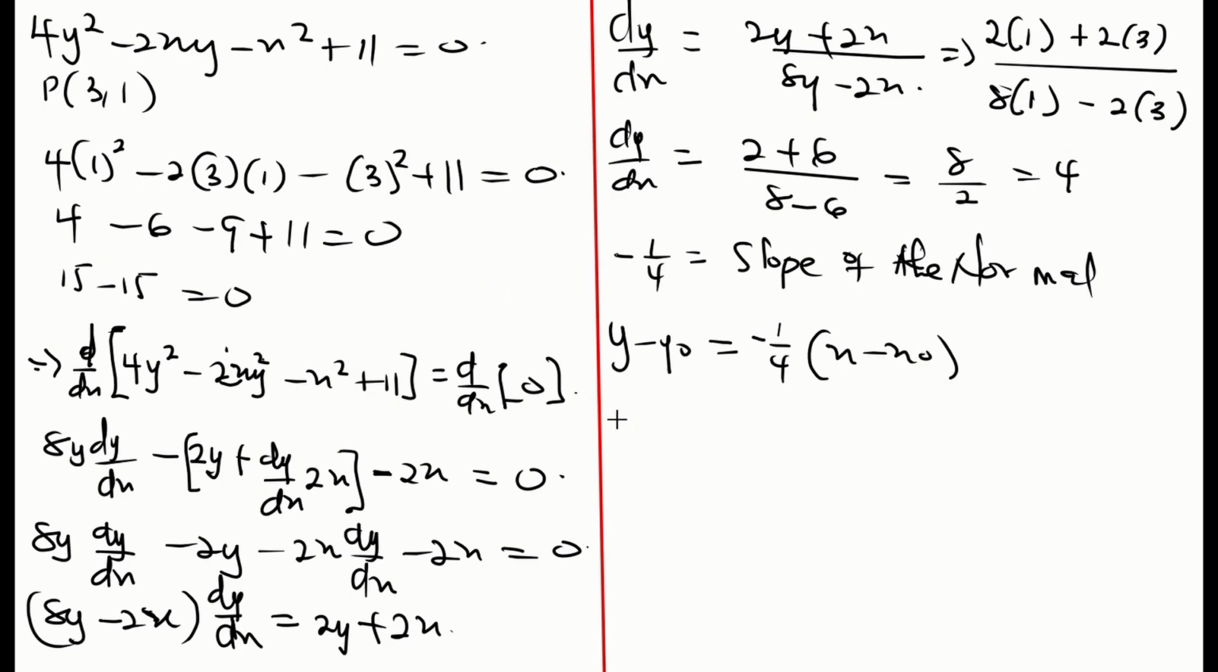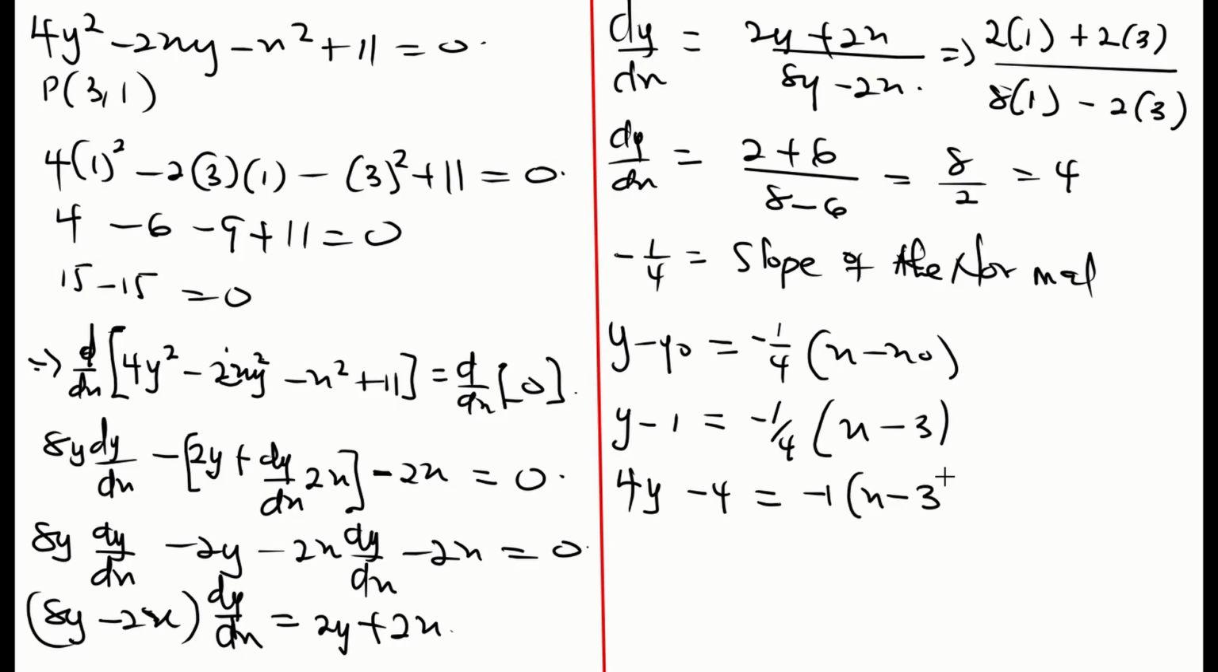Our y naught over here is 1, so we have y minus 1, which is equal to minus 1 over 4 into bracket x minus 3. To get rid of the fraction, we get 4y minus 4, which is equal to minus 1 into bracket x minus 3. This results in 4y minus 4 equals minus x plus 3. When we resolve everything, we get the equation of the normal to be 4y plus x minus 7, which is equal to 0.